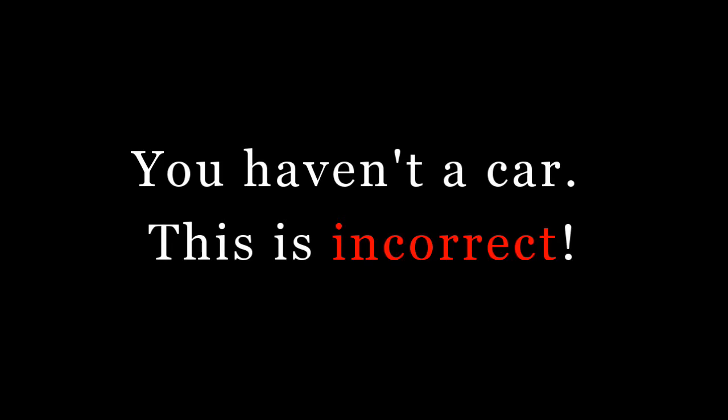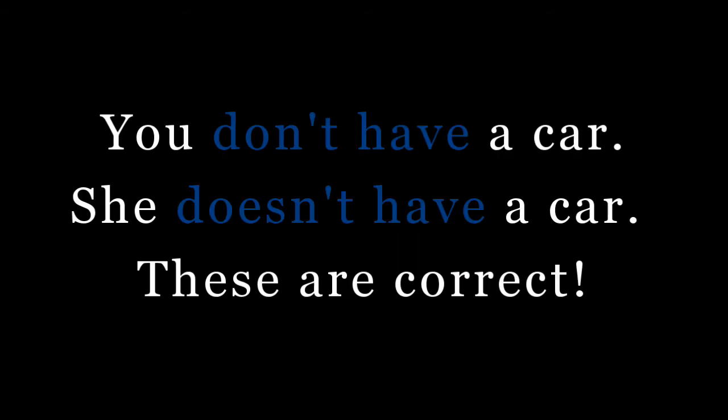And so a big mistake I often hear in English is for the German sentence, du hast kein Auto, you haven't a car. And this is incorrect. What is correct here is you don't have a car. Du hast kein Auto, you don't have a car. Of course, he, she, it, she doesn't have a car. And so this is how we use do in English.